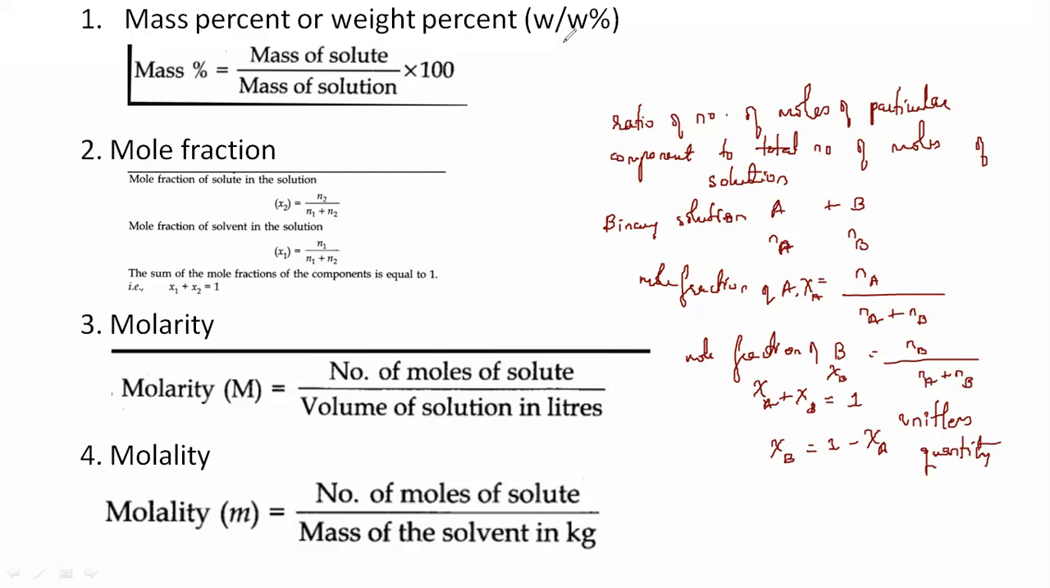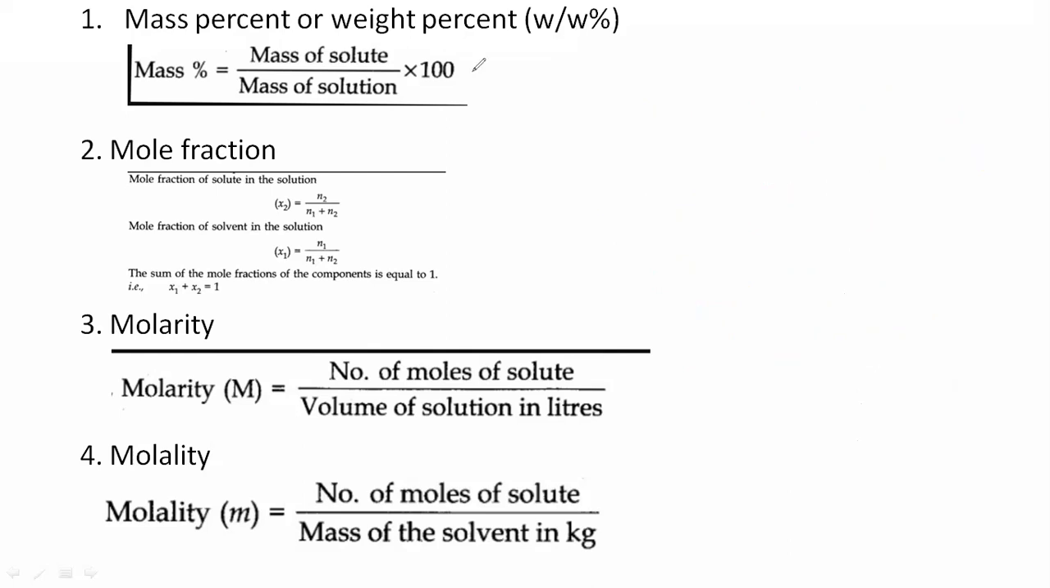Okay. Then next what we have is molarity. So what is molarity? It is defined as the number of moles of solute in 1 liter of solution, denoted as capital M. Then molality. What is molality? Small m. The number of moles of solute in 1 kg of solvent. So here it is solution in liters. Here it is solvent in kg.